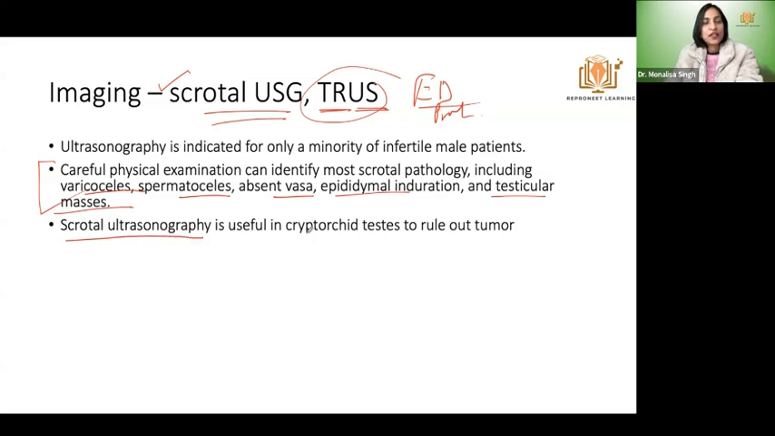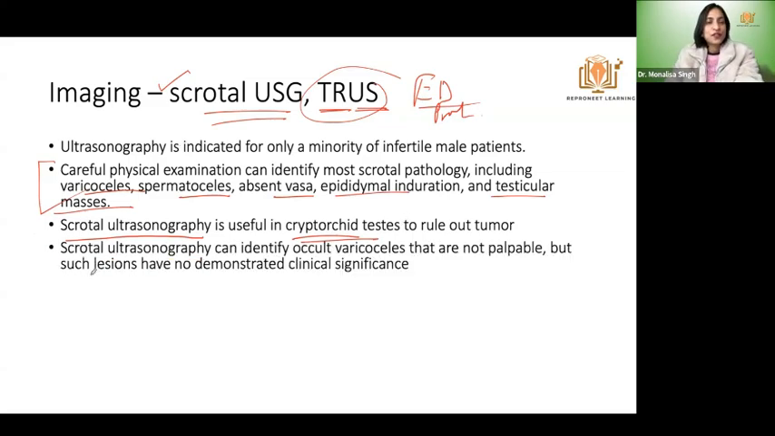Scrotal ultrasonography or cryptorchid testis, if you've seen. So if you find anything on examination of a person with abnormal semen analysis reports, then all of this is going to follow only when semen analysis is abnormal. If semen analysis is normal, don't do all this, even if you're an andrologist.